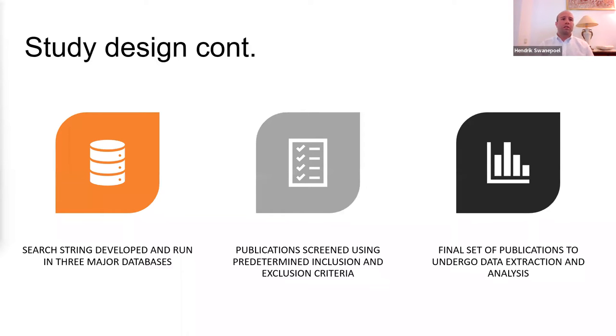Firstly, a search string was developed and run in three major databases, namely Scopus, Web of Science, and Wildlife and Ecology Worldwide, and this provided a list of publications which were relevant to the research topic. These publications underwent a two-stage screening process using predetermined inclusion and exclusion criteria to obtain a final set of publications. The final set of publications then underwent data extraction and analysis.